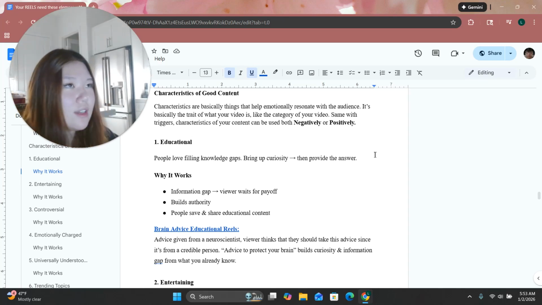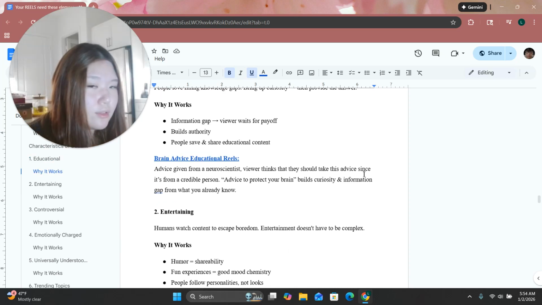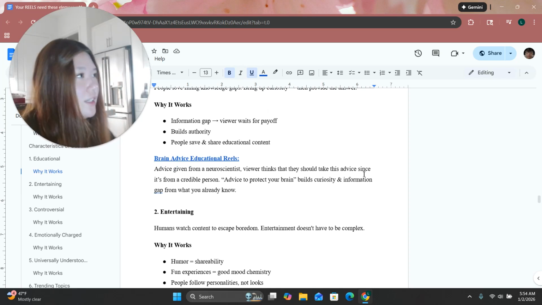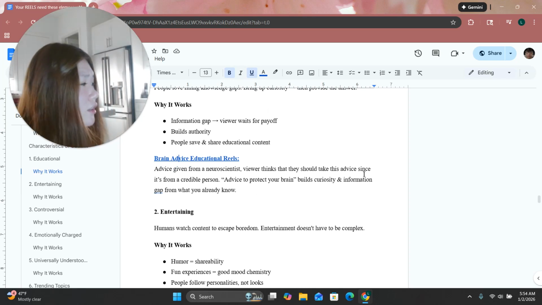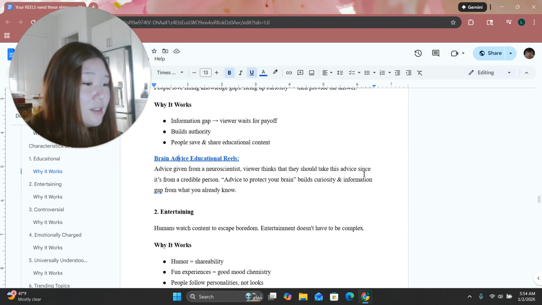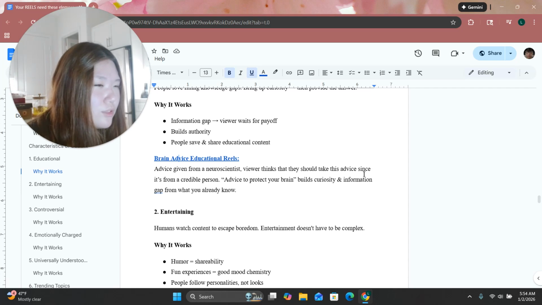So people save it and think about it, share it, and like, oh, this is literally you and stuff like that. So like you should stop. This advice is also being given by a neuroscientist. So people feel like she has the authority, knowledge and credibility to speak on the matter. So advice to protect your brain. If it was a random guy, you probably wouldn't really care for it.